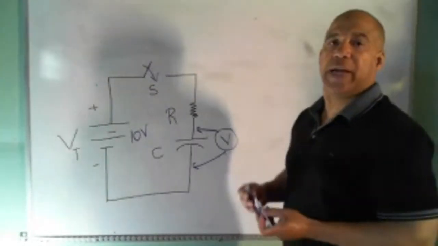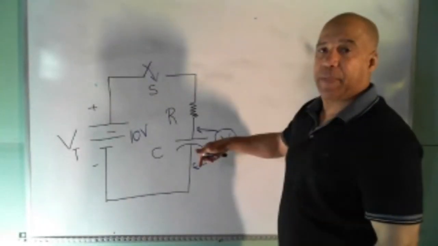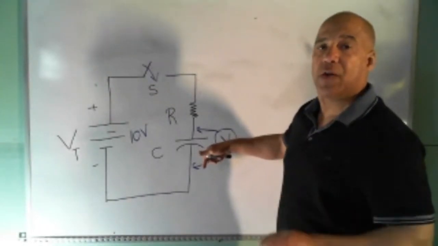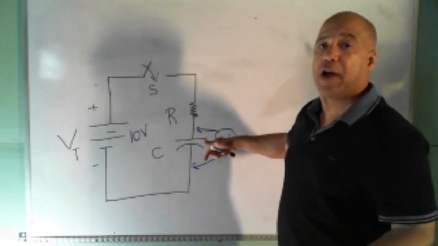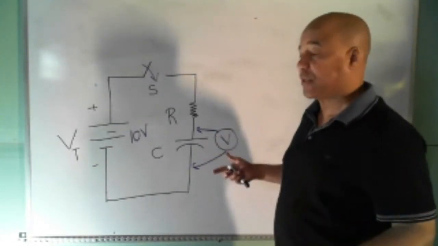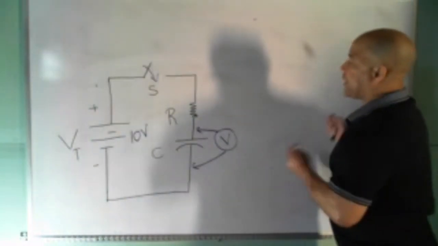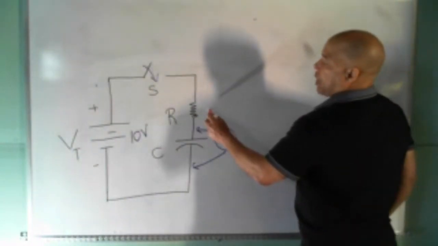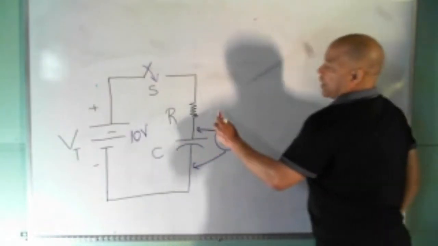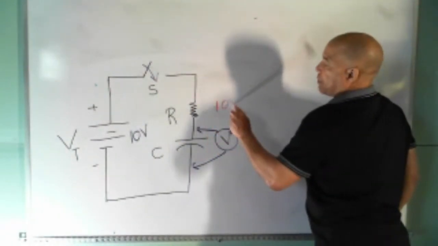When I close the switch, no charge is in the capacitor yet. And remember, charge equals voltage. If there's no charge in the capacitor, there's no voltage across it, but Kirchhoff's voltage law still applies. So that means the voltage across the resistor for this particular voltage source would be 10 volts.